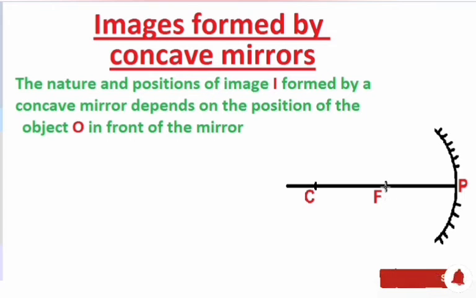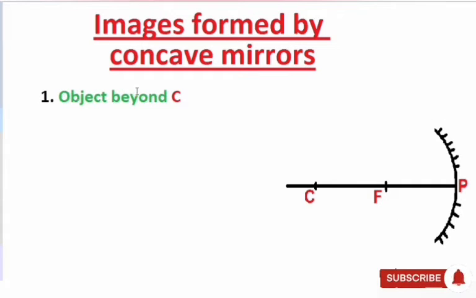The object can also be at a point between the principal focus and the pole of the mirror. So the object can be beyond C, it can be at C, it can be between C and F, it can also be at F, and it can also be between F and P. At these various distances from the pole of the mirror, the images formed are different. So we're going to take a look at that and see how the images are affected by these positions.